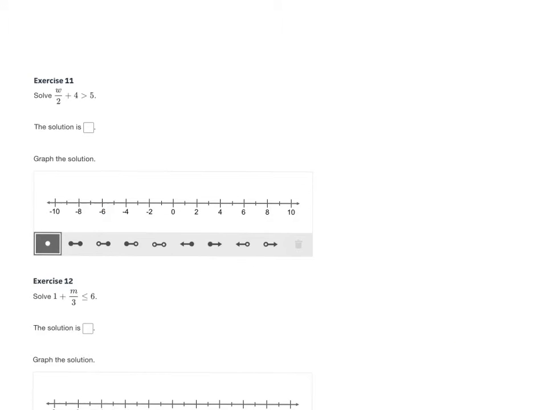Number 11. We've got w over 2 plus 4 greater than 5. Order of operations backwards tells us we're looking for the addition or subtraction. So to get rid of plus 4, we're going to minus 4 from both sides. That's going to give me w over 2 is greater than 1.